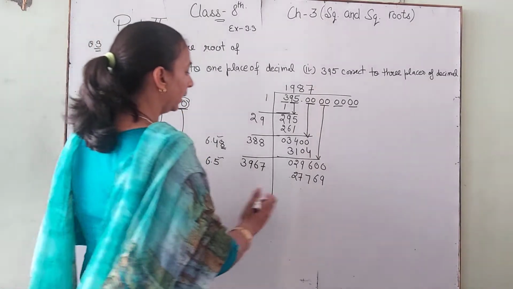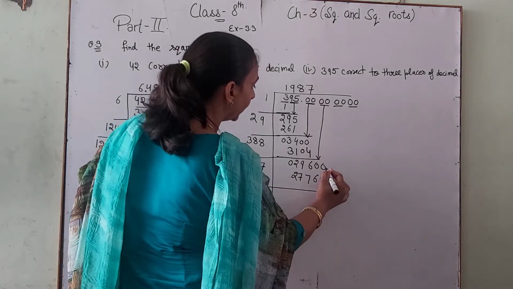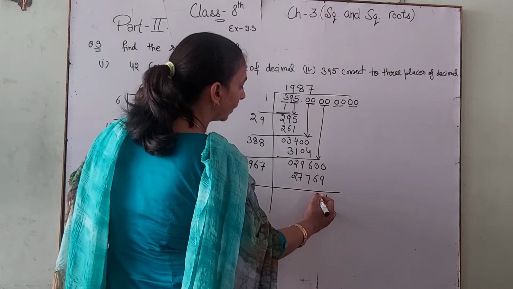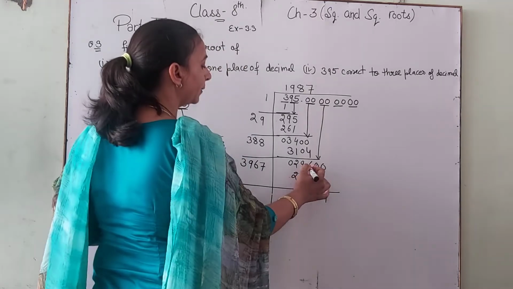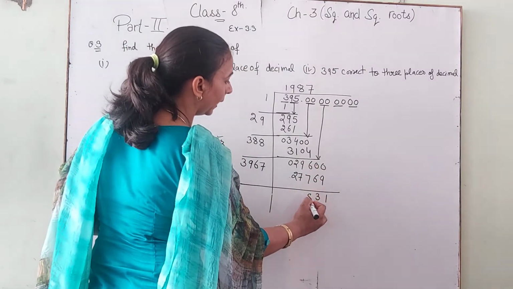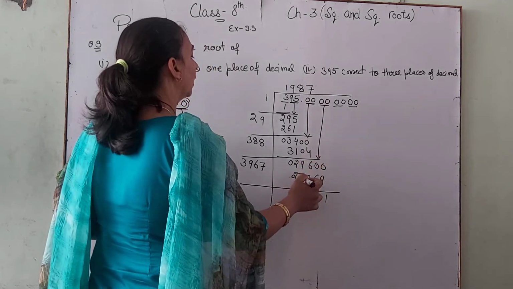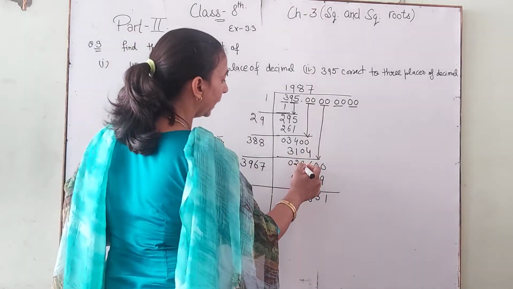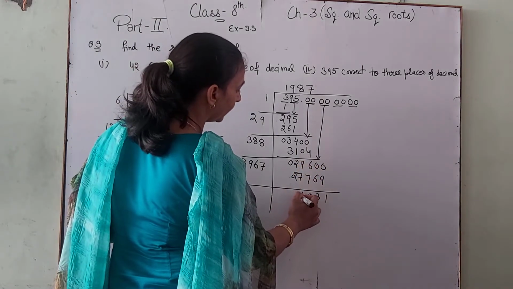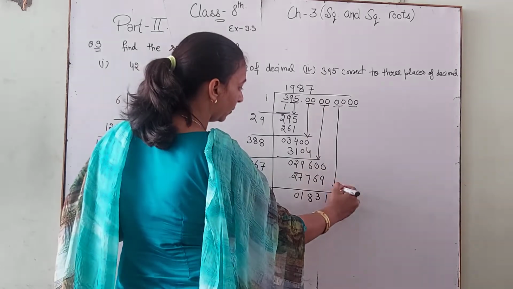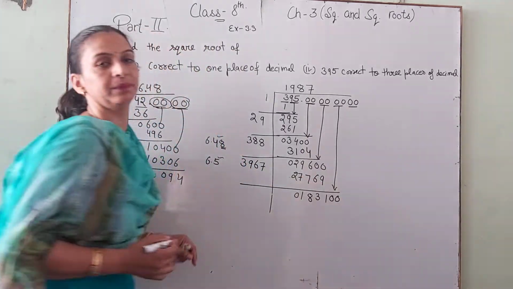Okay, now subtract. 10 minus 9, then 1. 9 minus 6, then 3. Then there is 15, 15 minus 7, 8. Then there is 8, 8 minus 7, 1, 0. Okay, next we take the next pair of zeros, 0 0.